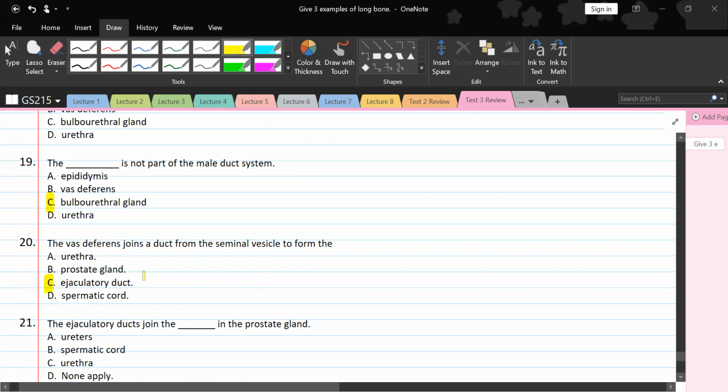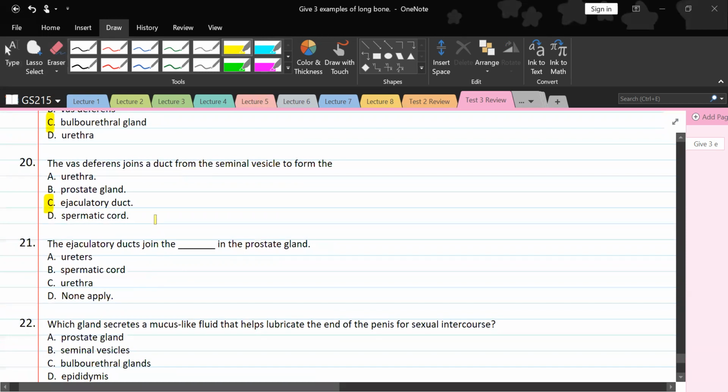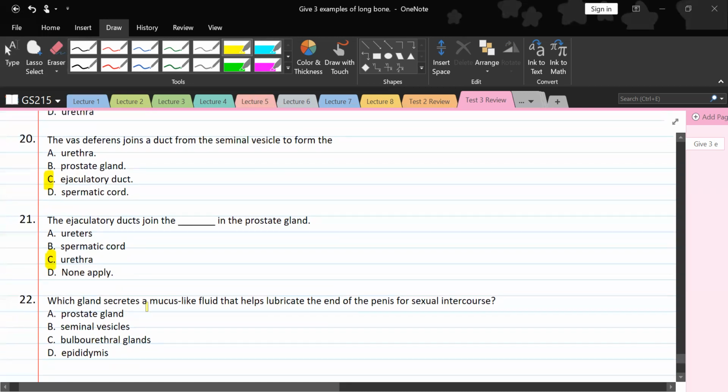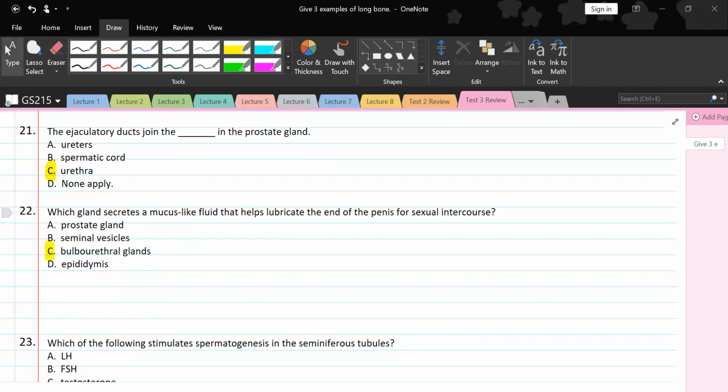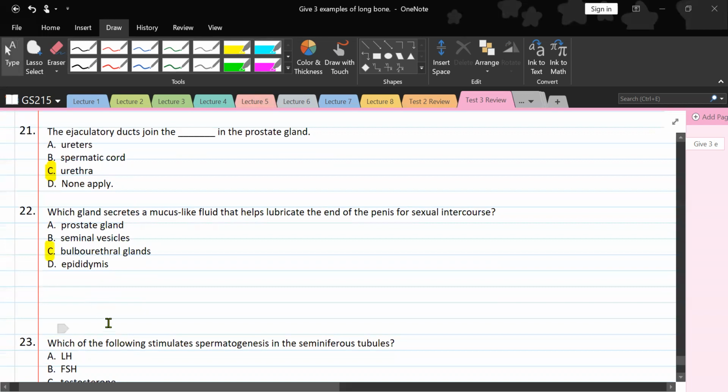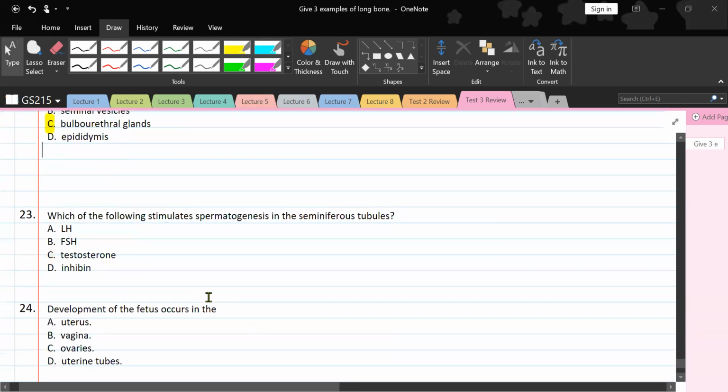If you look at the diagram of the male reproductive system, you will see it. The ejaculatory duct joins the, so this is just asking the same question, but backwards, the urethra. Which gland secretes mucus-like fluid that helps lubricate the end of the penis for sexual intercourse? That would be the bulbourethral gland. Which of the following stimulates spermatogenesis in the seminiferous tubules? That would be FSH.